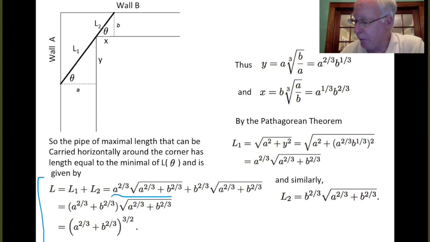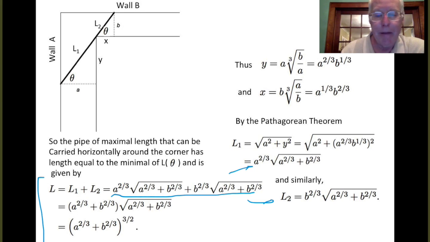And so here we've added those two expressions we found for L1 and L2 over here. And they both have the square root of a to the 2/3, b to the 2/3 factor, so we can do a little factorization. And in fact, then we find really kind of a pleasing looking answer. The longest pipe that can carry down the hall has length of a to the 2/3 plus b to the 2/3 to the 3/2 power. And finally, units are important. Remember, a and b were in feet, so evidently this expression is going to be in feet also.